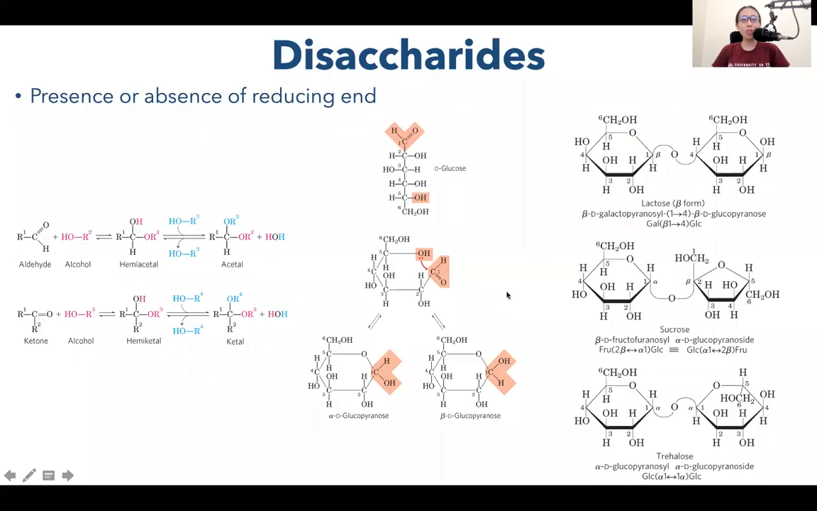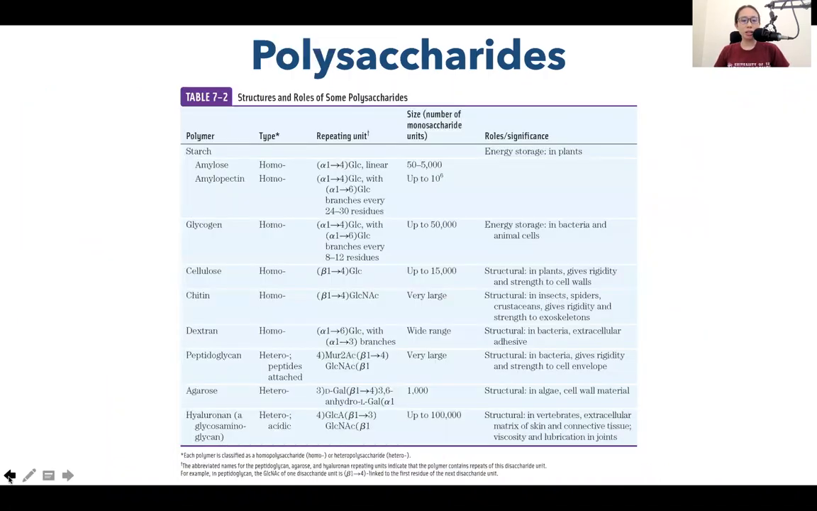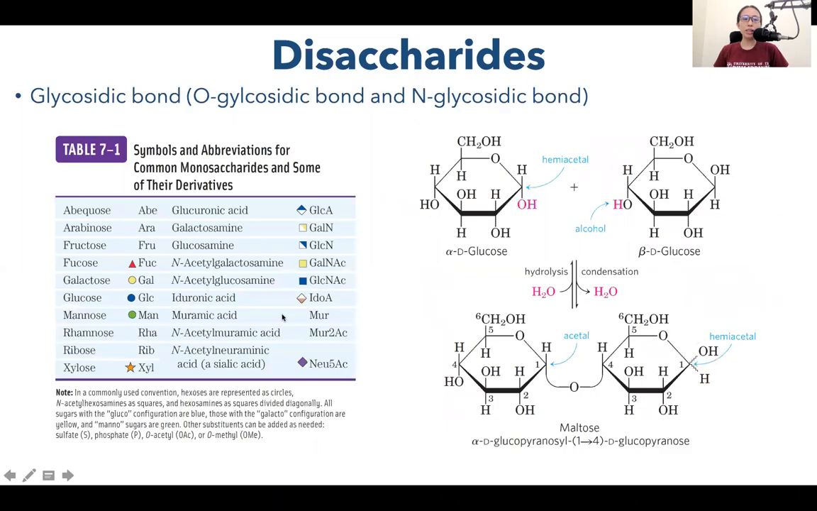We're done talking about your monosaccharides, so let's go to your disaccharides. Your disaccharides are formed by the fusion of two monosaccharide units via what is called a glycosidic bond. So we see here the process of condensation. Let's say we have alpha D glucose and beta D glucose.